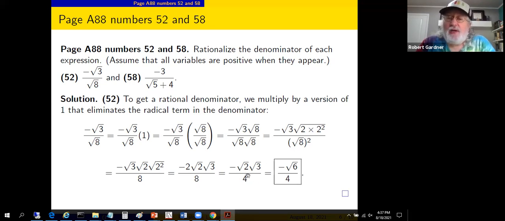There's an answer. If you like, I can combine these two and write this as the square root of 2 times 3. It's the square root of 6. So negative square root of 6 over 4, it's equivalent to that. And the denominator is rational. That was the question.